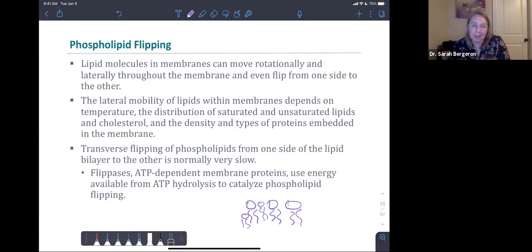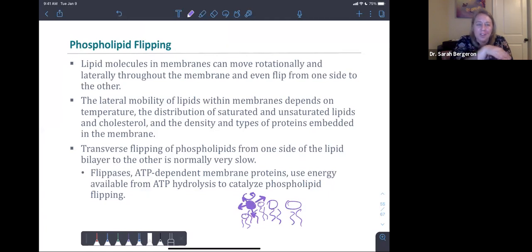So lipid molecules can rotate. They can have rotational movement. If we pick this one, in a rotational movement it would just spin on its axis. Then you can have lateral movement, where this phospholipid would go left or right or front and back. It can move in three dimensions while staying inside the layer. And this is really what contributes to the membrane fluidity model.